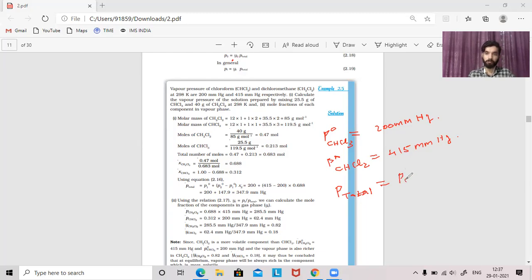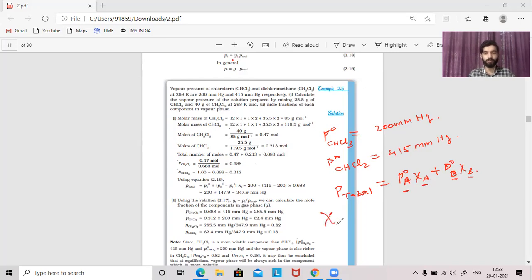Pa is P naught A chi A, plus Pb is P naught B chi B, right? So P total is Pa plus Pb. Pa is P naught A chi A, Pb is P naught B chi B. So P naught A and P naught B are given in the question. If we can get the mole fractions of A and B, we get the P total, right?